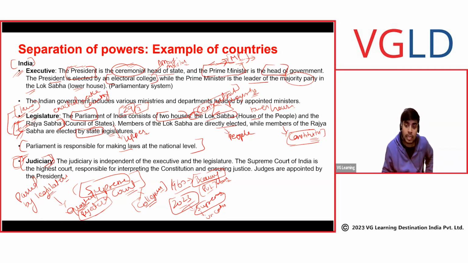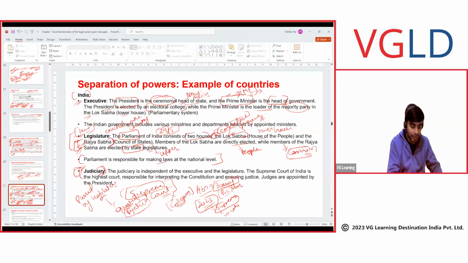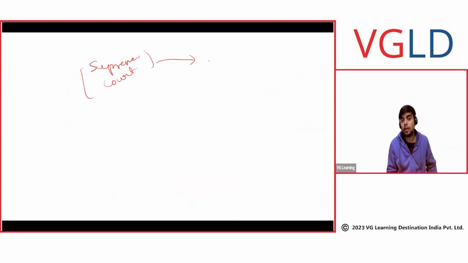No, let me just clarify. I knew that this doubt would come. Omar says that that means we need prior approval from the Supreme Court, not only in India. No, that is not the case. The Supreme Court has only the power of interpreting the law. Interpreting the law. Okay.